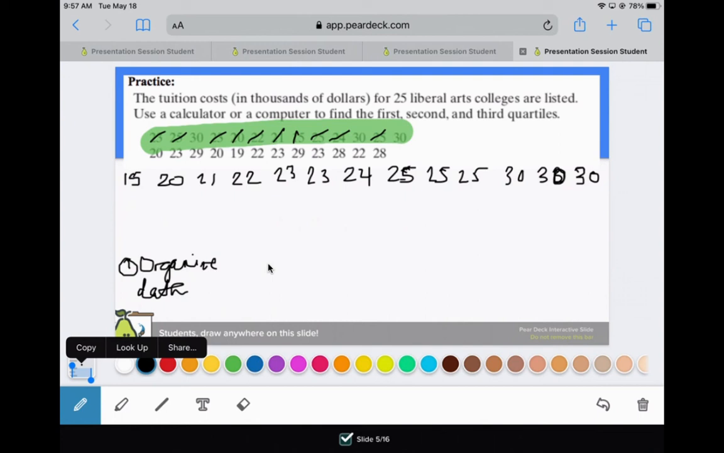Thank you, Jaden, Brandon. So that's step number 1. I'm going to look at step 2. What do I do next? Once I organize my data, what do I do next?